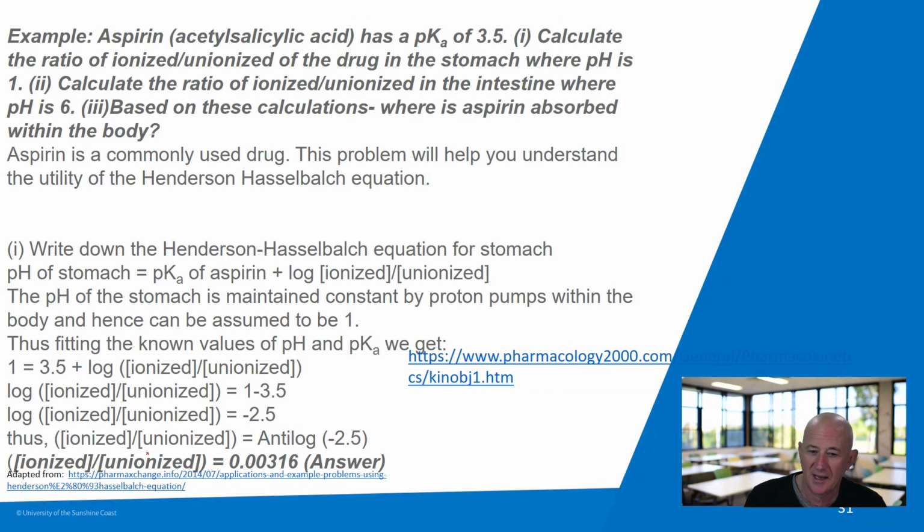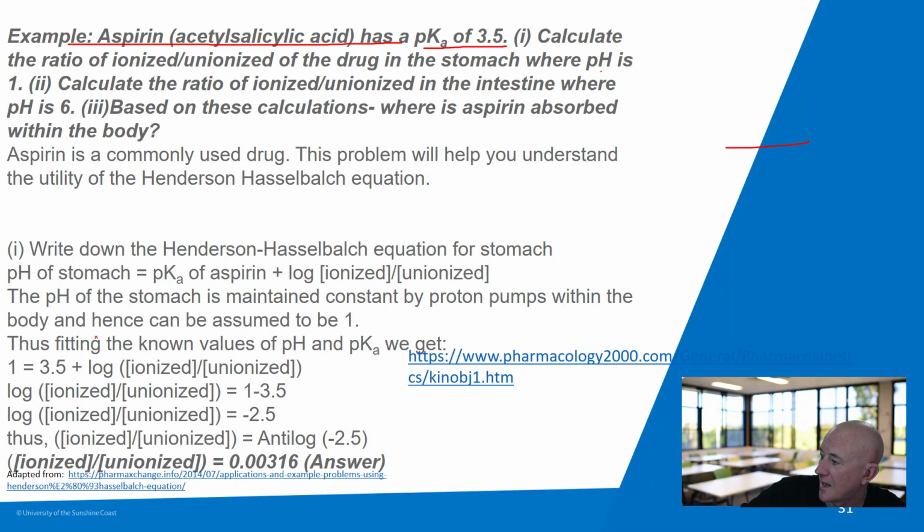Now, this is just a bit of an extra. You guys don't really have to know this. But I just want to point out that the other way you can use the Henderson-Hasselbalch equation is to work out how much of an acid has been ionized if you know what the pH is and you know its pKa. So in this case, we've got aspirin here. It has a pKa of 3.5, and we know the pH is 1.